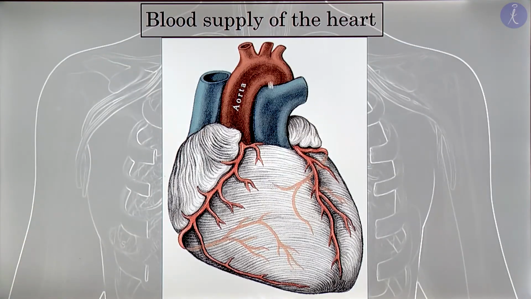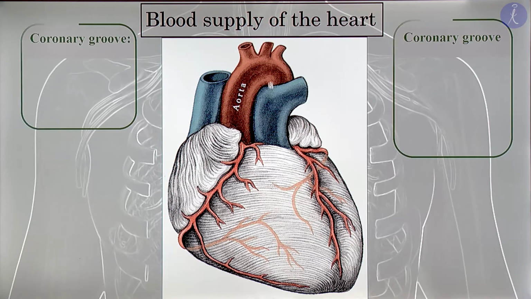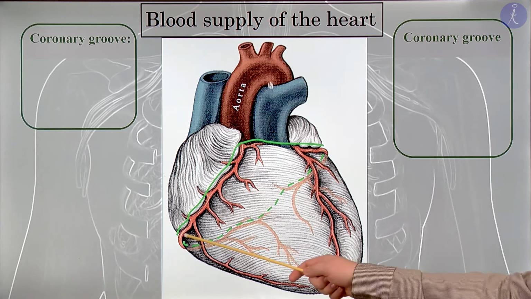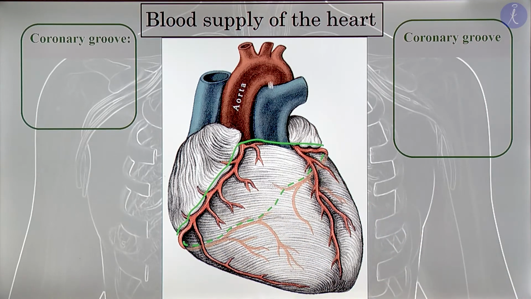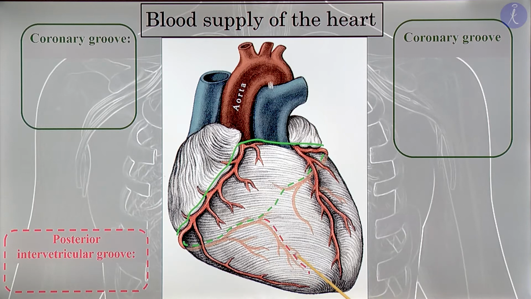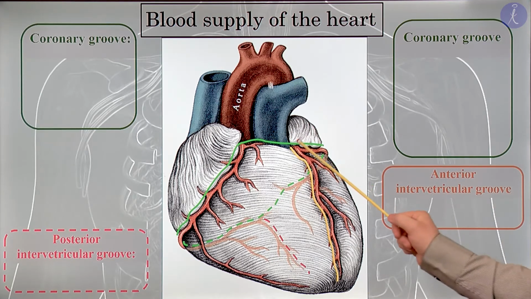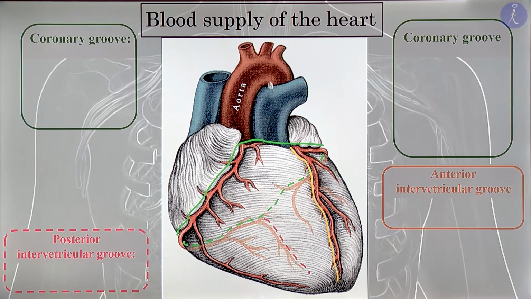Okay, right after that, let's see the blood supply of the heart. About the arteries we will talk. Previously we mentioned the coronary groove or coronary sulcus. As I told, it goes around the heart. And from that, posteriorly, we have the posterior interventricular groove. These lines are interrupted because the heart would cover them. And also the anterior interventricular groove.